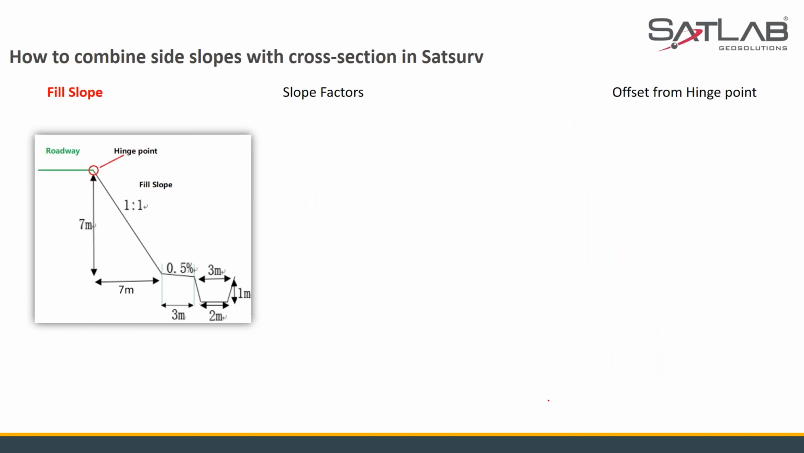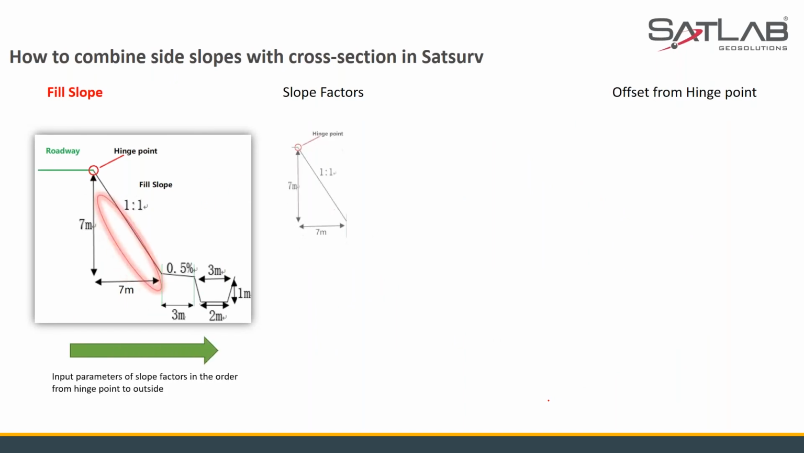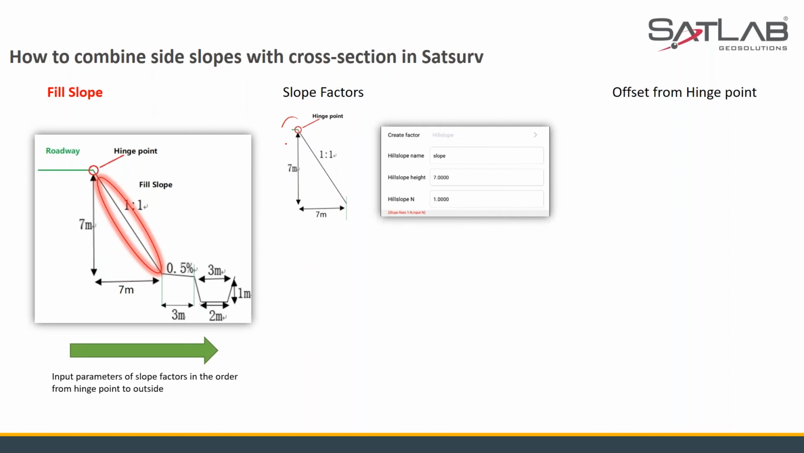So let's find out how to combine side slope with the cross section in Satsurv and how to design both of them. First of all, these are the parameters. This is my hinge point over here, and after that my fill slope height, that is 7 to 2. Right now we are not going for gradients, we are going for the ratio 7 to 2. That is, I'm going 7 in the forward direction and 1 down, or 7 in 1.